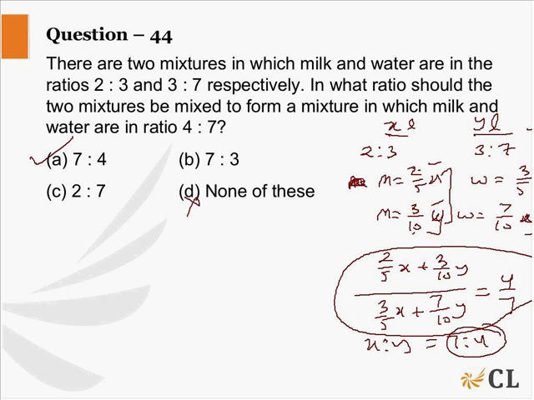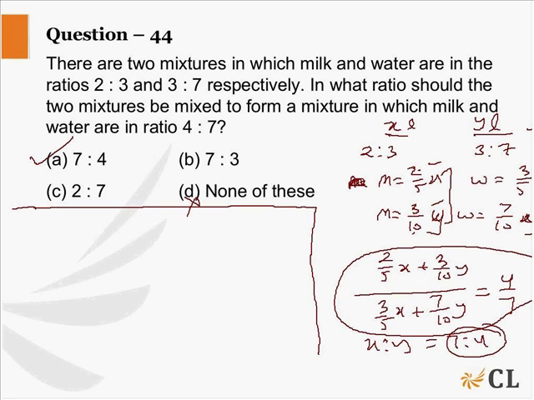Clear? Solve it, you will get the answer as 7:4. Now there is one more approach of doing this question. There is a method called alligation. You must have done this, right? Alligation talks about whenever you mix two quantities and the final answer is also given, you can find the ratio in which the two quantities were mixed, right?